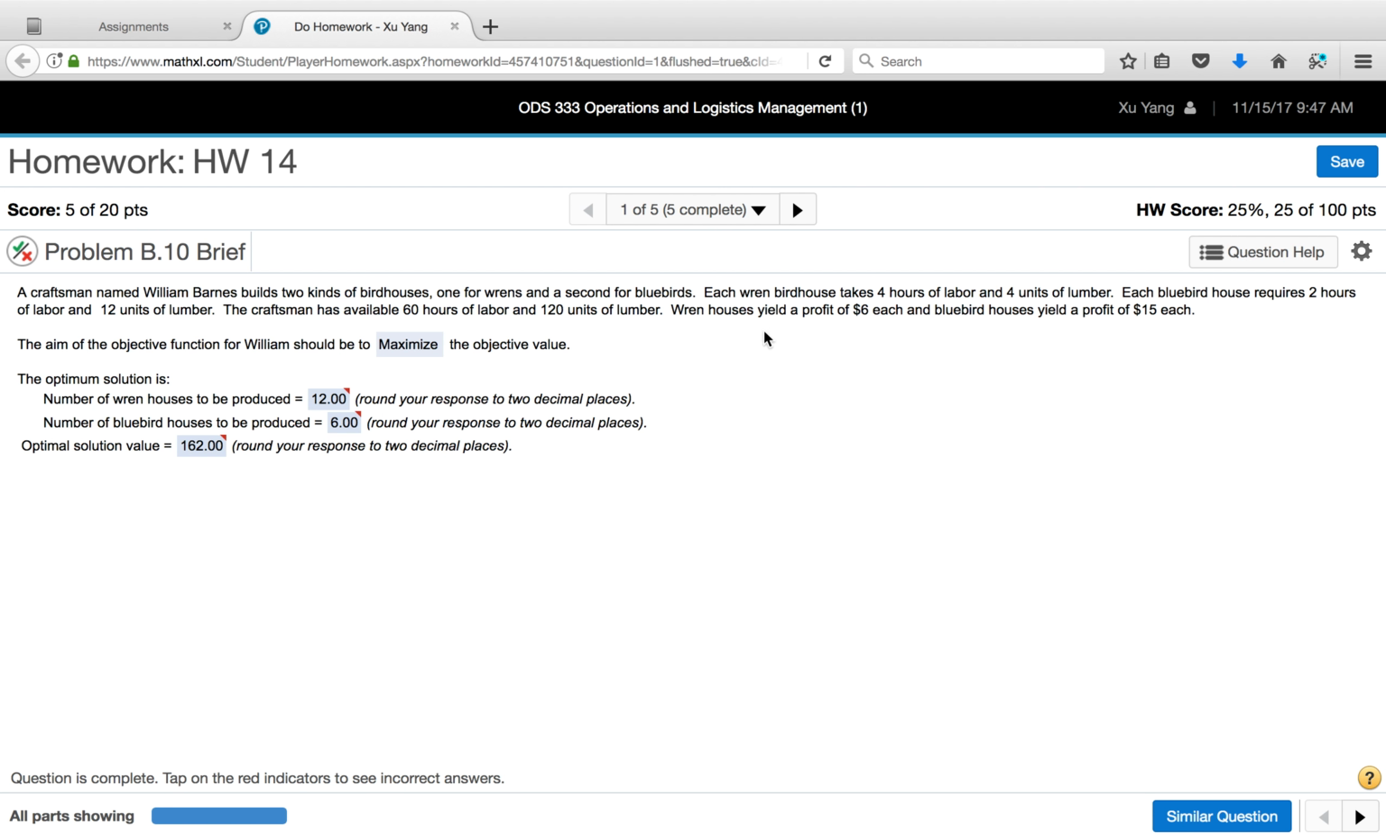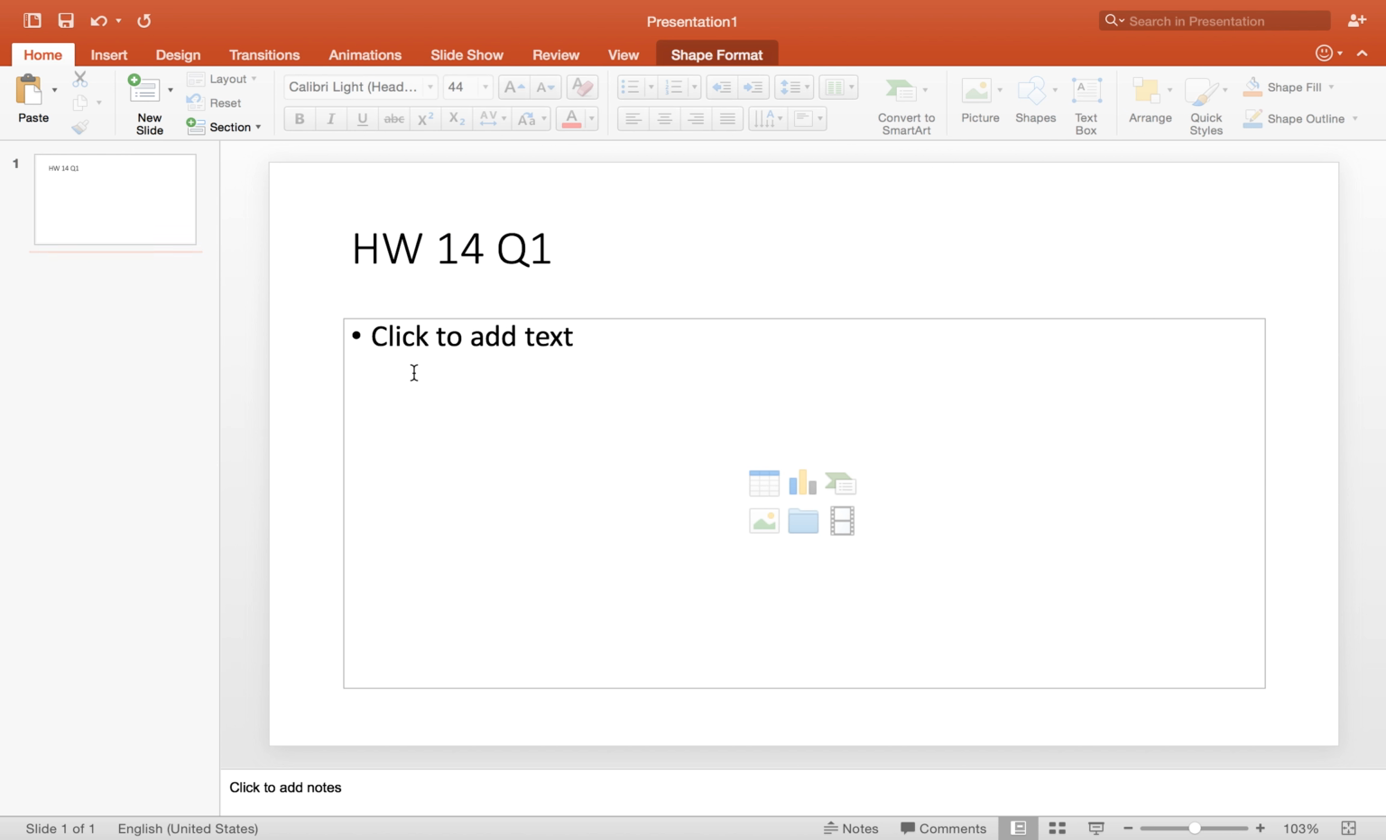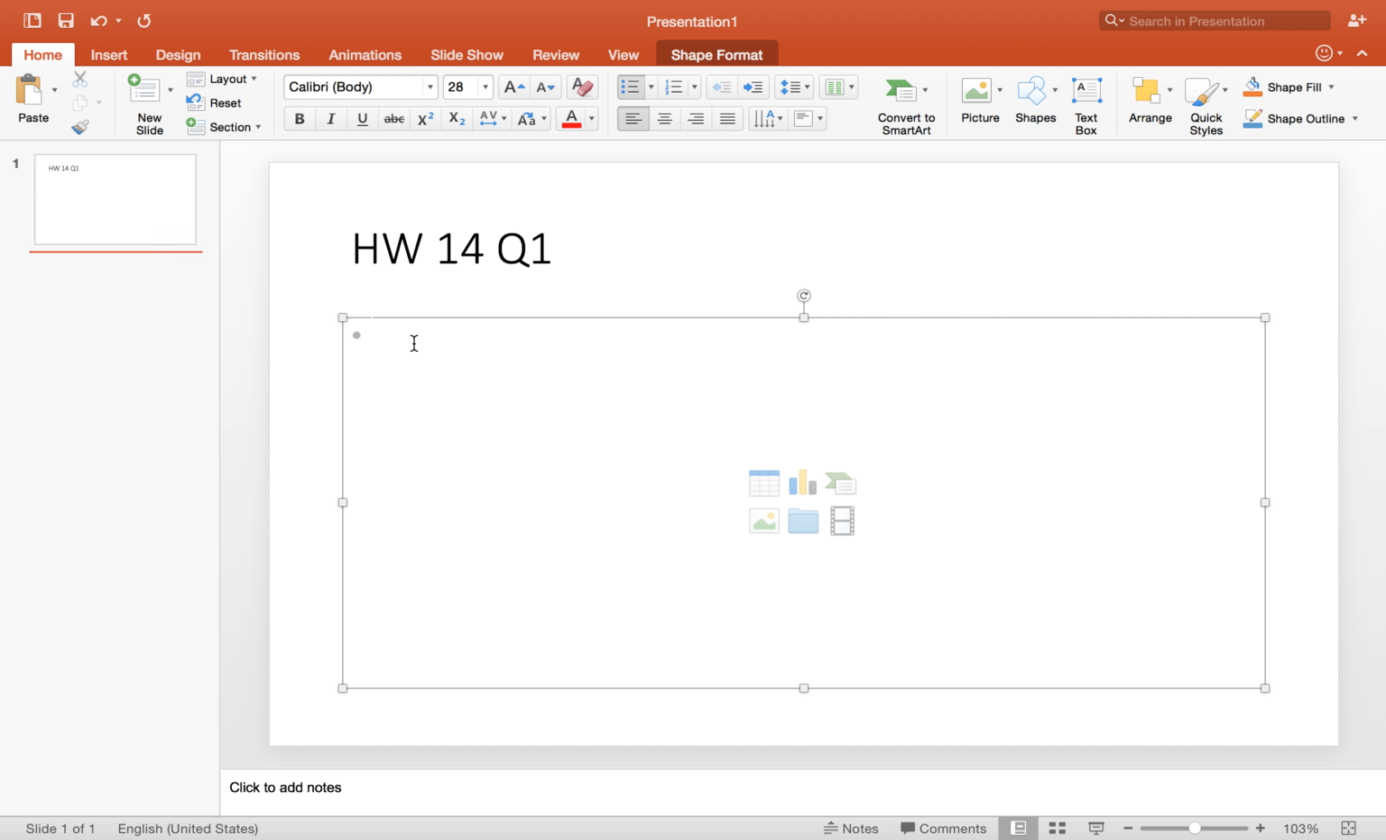And we're seeing two types of birdhouses. One is wren, and the other is bluebird. These two birdhouses have different profits. It's $6 for a wren and $15 for a bluebird. And we want to determine how many of each to produce. So the first step is to define decision variables. I'm just going to use W to represent wren birdhouses, and B to represent the bluebird.